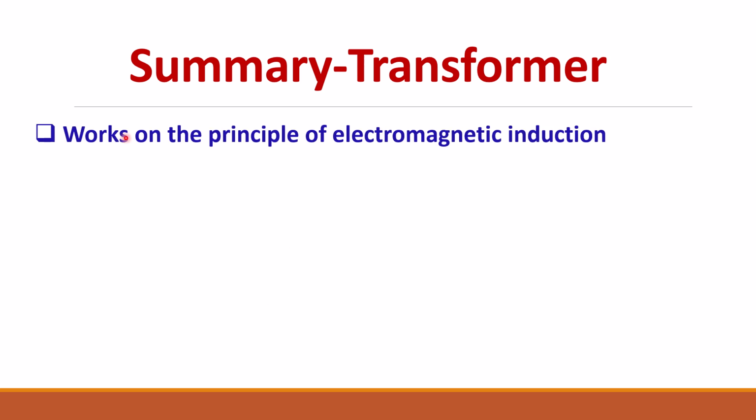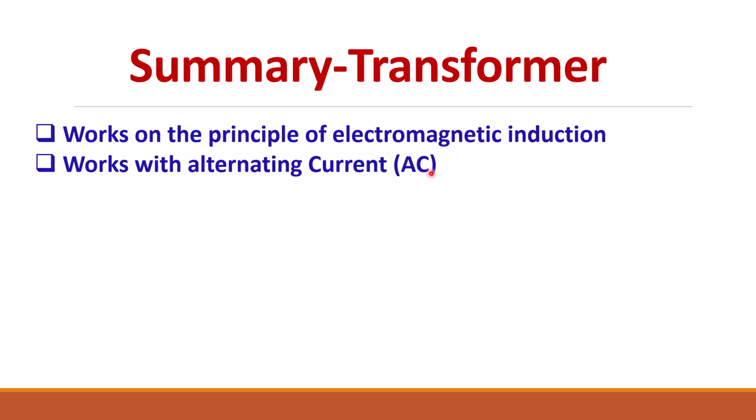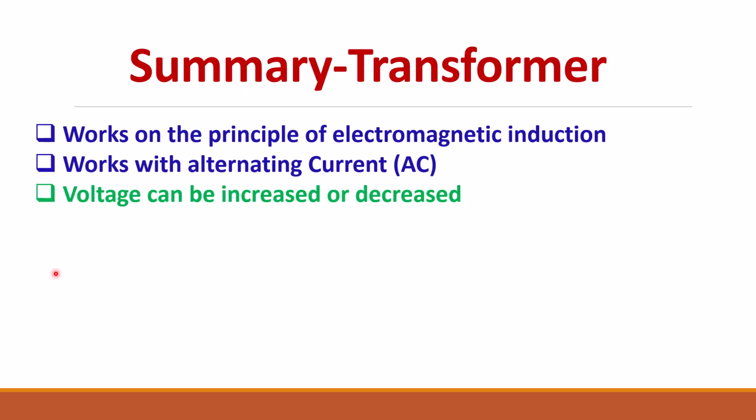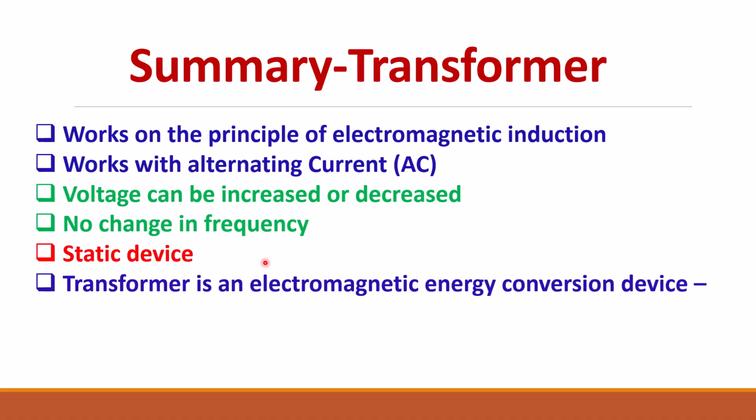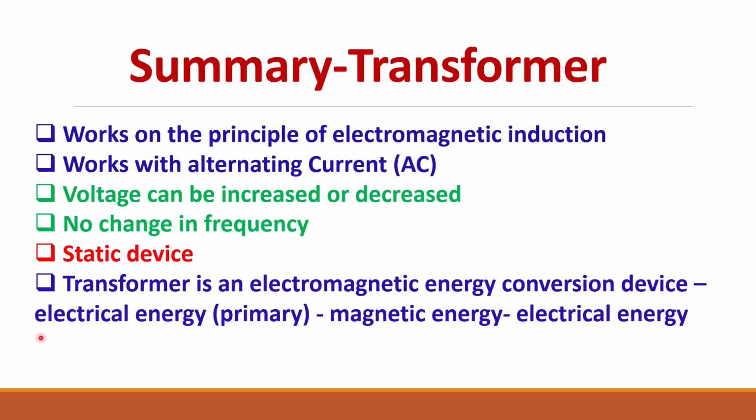So the transformer works on the principle of electromagnetic induction. It works only with alternating current. Voltage can be increased or decreased, and there will be no change in the frequency. If you transfer the power at 50 Hz, you will get it at 50 Hz only. And it is a static device. So we can call the transformer an electromagnetic energy conversion device, because the electrical energy in the primary is converted to magnetic energy and then converted back to electrical energy in the secondary.